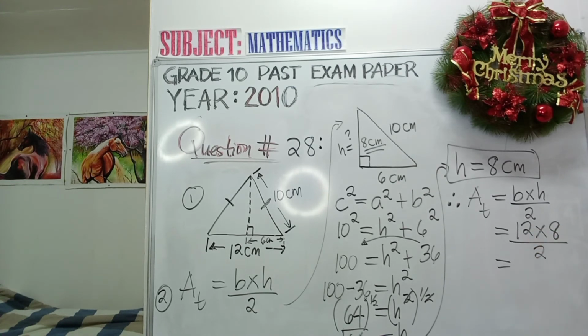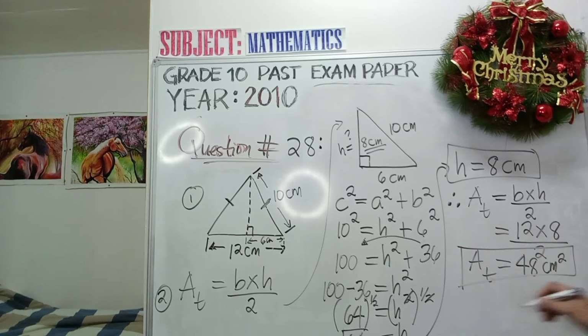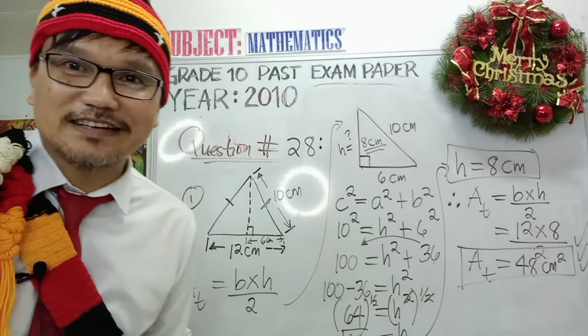Base is 12. Multiply that one by the height, which is 8, divided by 2. So what is the product of 12 times 8? 12 times 8 and then divided by 2 is equal to 48 square centimeter. This is now the area of the triangle. And that is, now you will have to write down this 48 square centimeter on the answer sheet. Okay? And I hope that is clear now for you.